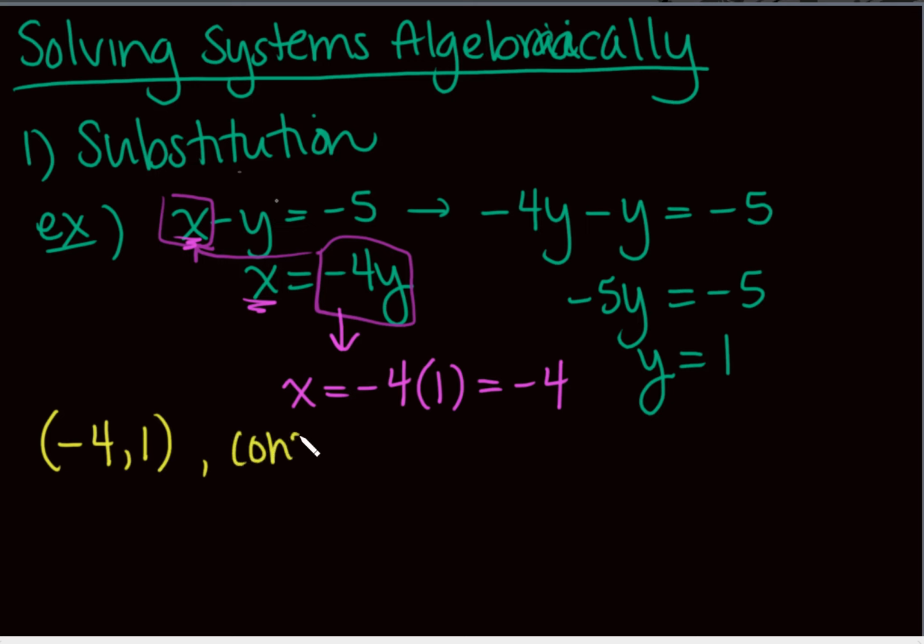This tells me it's a consistent system because it has a solution, and it's independent because it has just one solution. Independent because the solution does not depend on anything, it's just one solution. I don't have a bunch of x's and then the y's depend on what x is. This is just it. Consistent and independent. So that is what substitution does. Let's look at another one.